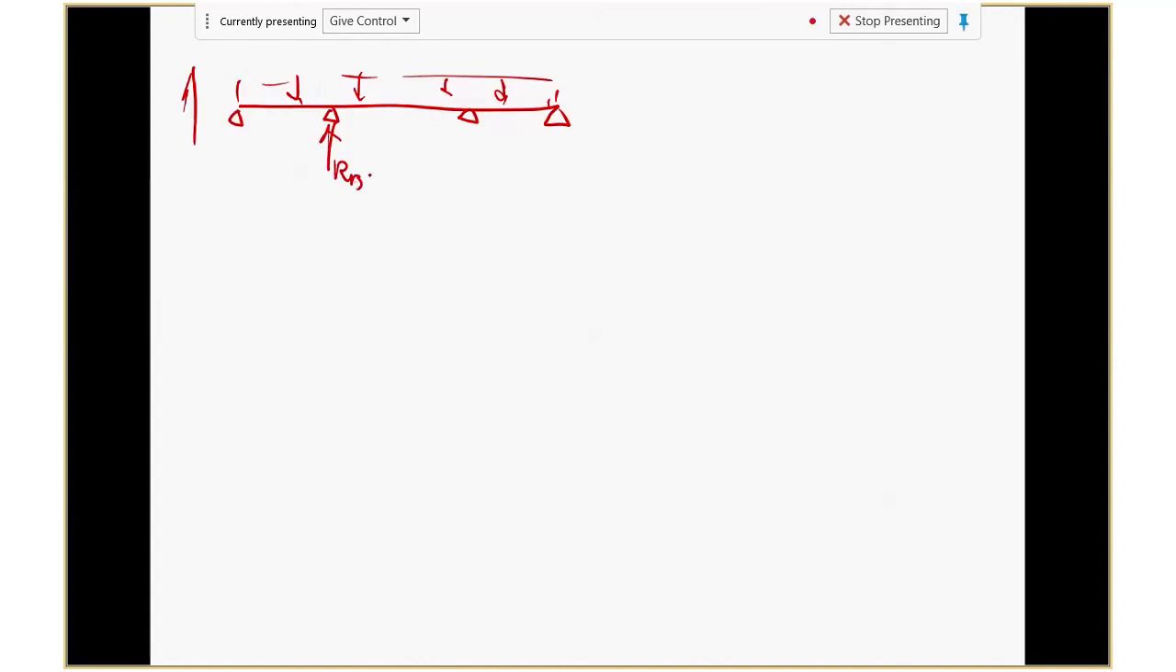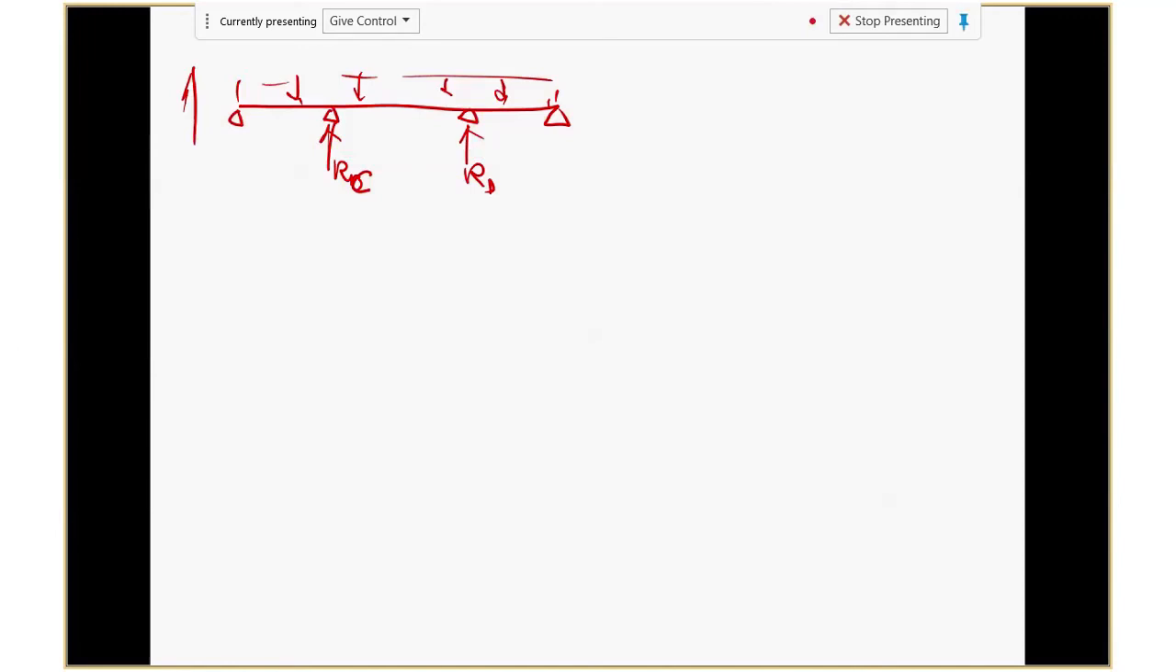It's 2, because I can remove this one. Let's call this C, this one. And then if I remove these 2, then it becomes determinate, a simple beam. Right? So for this one, if I try to solve it, then I have 2 unknowns. I have to remove the 2 restrictions. Therefore, you will need 2 additional boundary conditions or 2 equations for compatibility. Right?